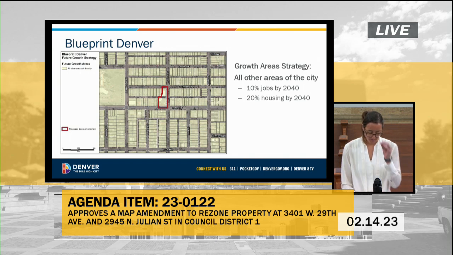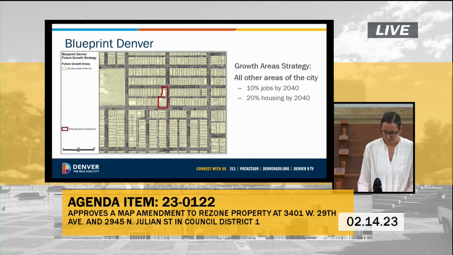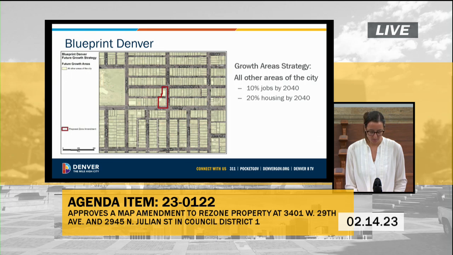The subject properties are located within the all other areas of the city, which are anticipated to see around 20% new housing growth and 10% new employment growth by 2040. The proposed map amendment to UMX2X is consistent with this map because it will enable compatible adaptive reuse of an existing structure for the location to support continued viability of the existing building.